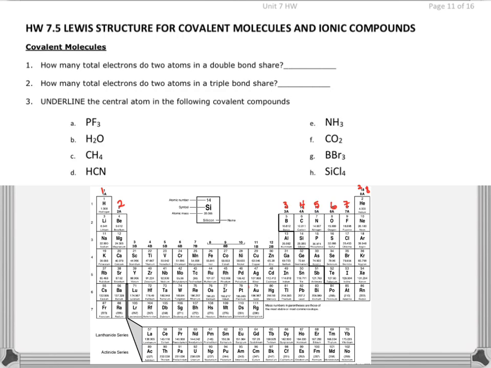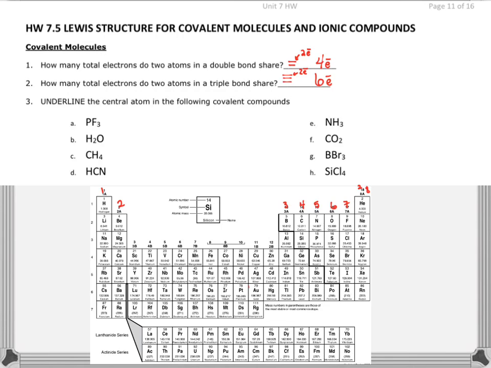Alright, so the first one's asking how many total electrons do two atoms in a double bond share. A double bond is represented by two dashes. Each dash contains two electrons. So in this case, it would be 4 electrons. What about in a triple bond? A triple bond has 3 dashes. Each dash represents 2 electrons, so it will be a total of 6 electrons.